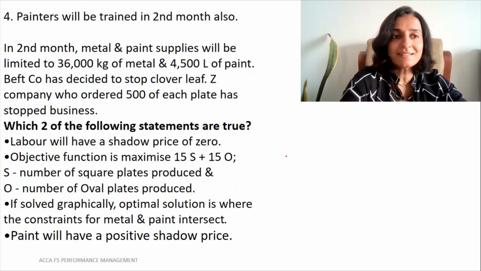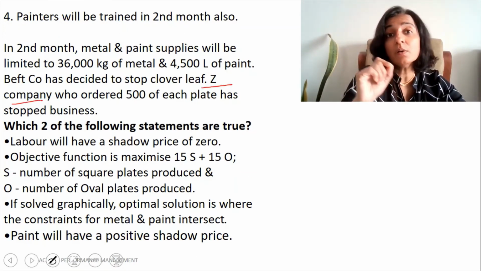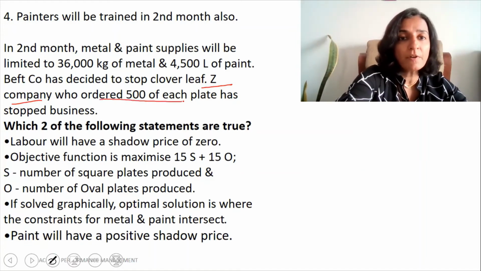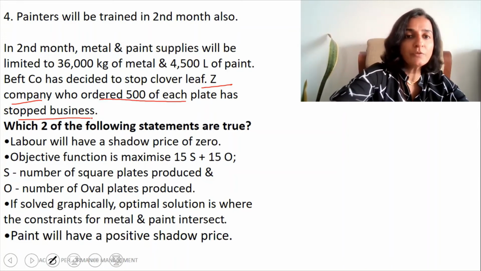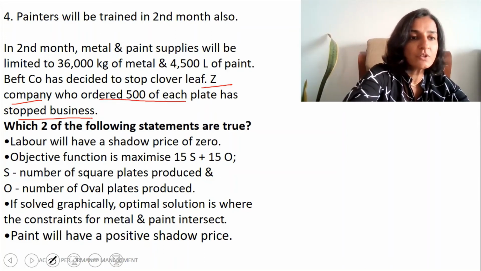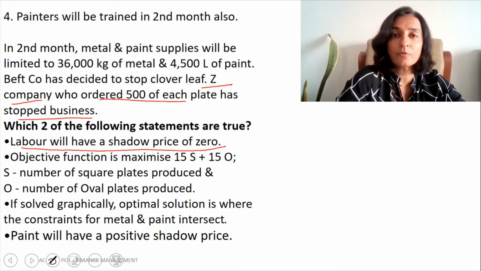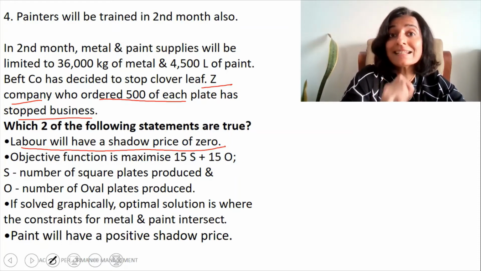The question further says, ACCA company. Who was ACCA company? Our major customer who used to order 500 of each plate. Who ordered 500 of each plate has stopped business. Which 2 of the following statements are true? So the first statement is labor will have a shadow price of 0. What do you mean by shadow price? Shadow price is the premium that you pay for a scarce resource.